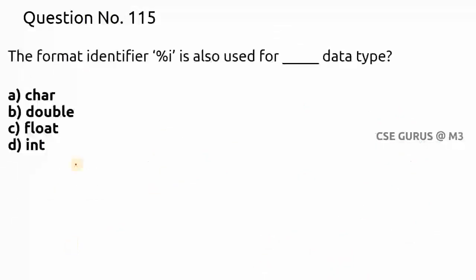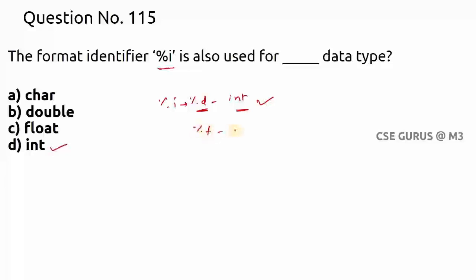Yeah, of course, very easy one. Format identifier. Percentile is also used for which data type? So there are format specifiers we are using in C. Of course, we know that percentile D is used for integer, and not only percentile D, you can use percentile I also. Percentile I is also for integer. Remember this point. Our option is D.